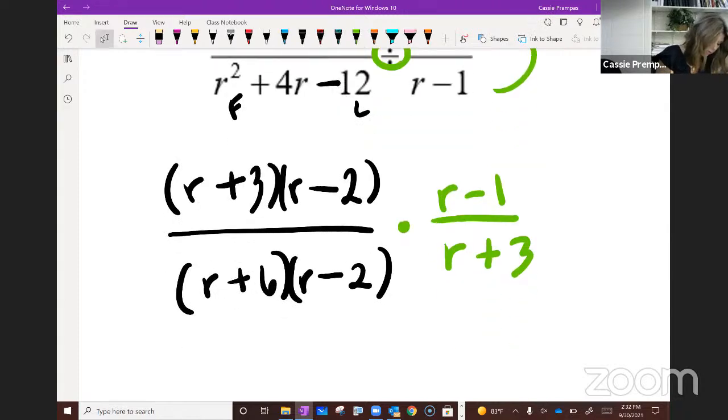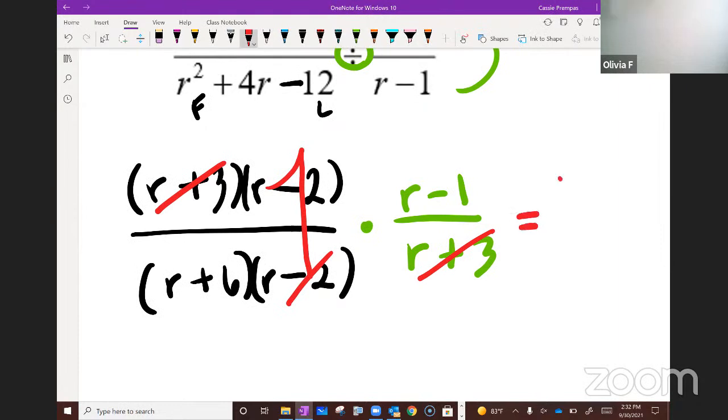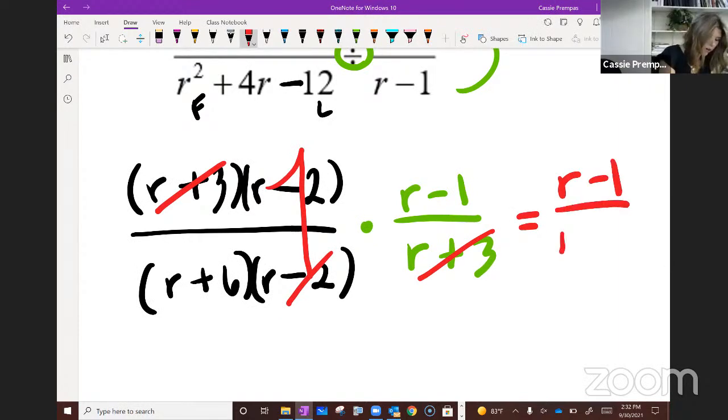And then I'll cancel some things. So R plus 3 and R plus 3. And then R minus 2 divided by itself is 1 also. And so we get that answer of R minus 1 over R plus 6.